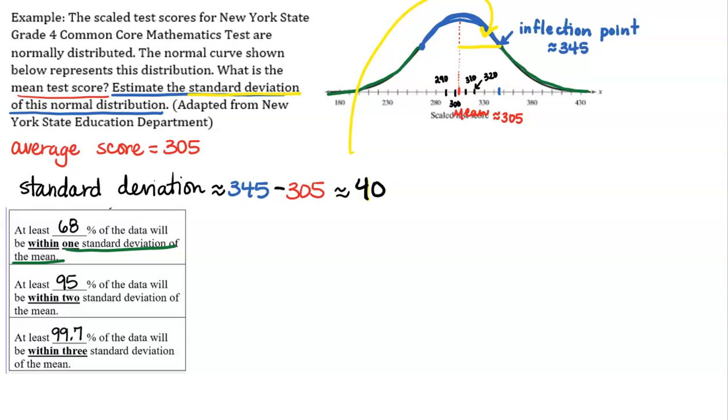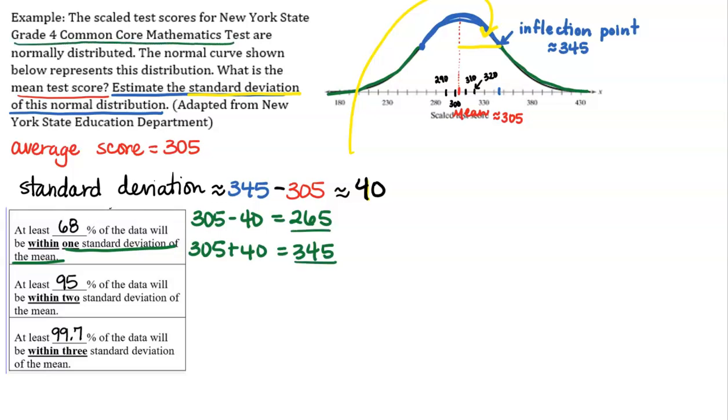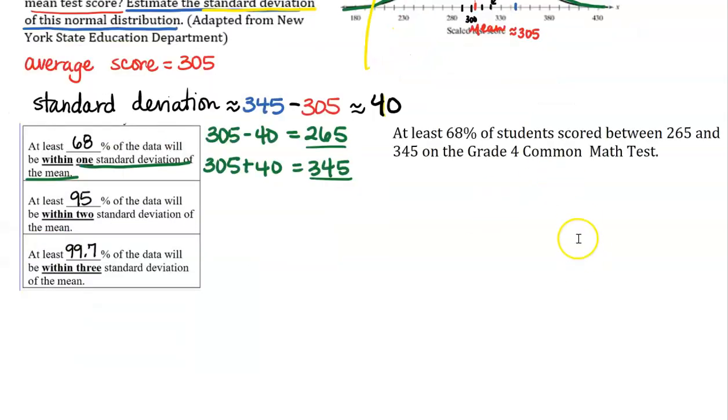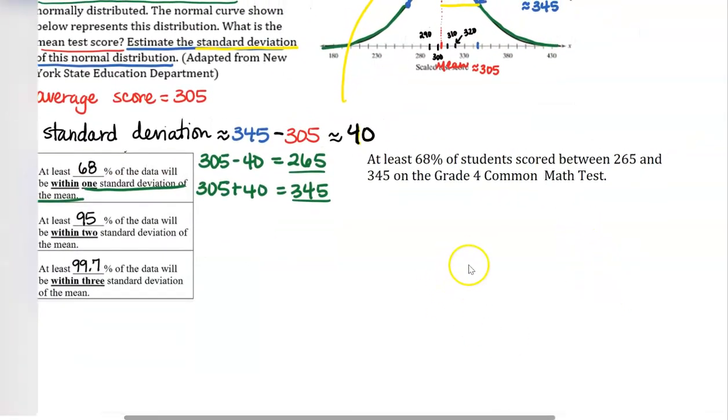So I'm going to take the mean of 305 and subtract 40. And then I'm going to take the mean and add 40. So subtracting 40 gives us 265 and adding 40 gives us 345. So we can say at least 68% of students scored between 265 and 345 on the grade 4 common math test. So that is one way that we could interpret the mean and the standard deviation here.